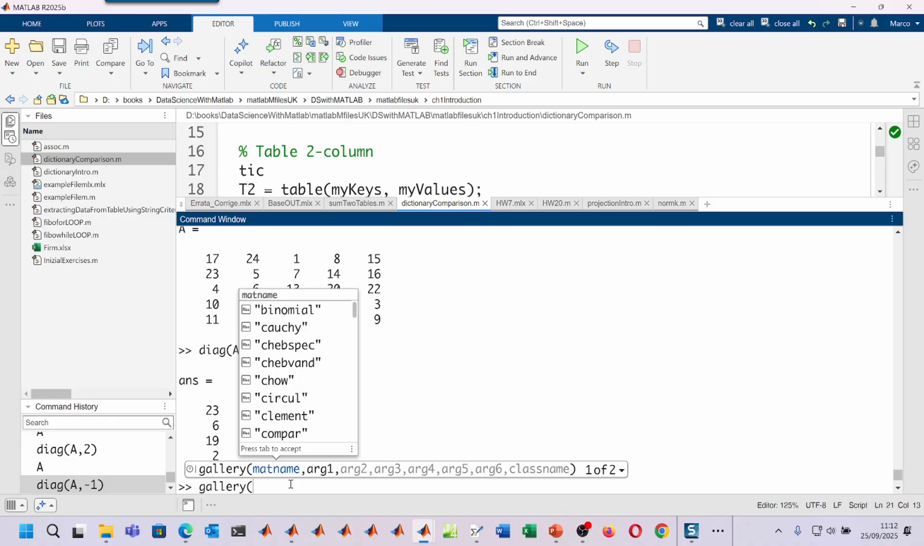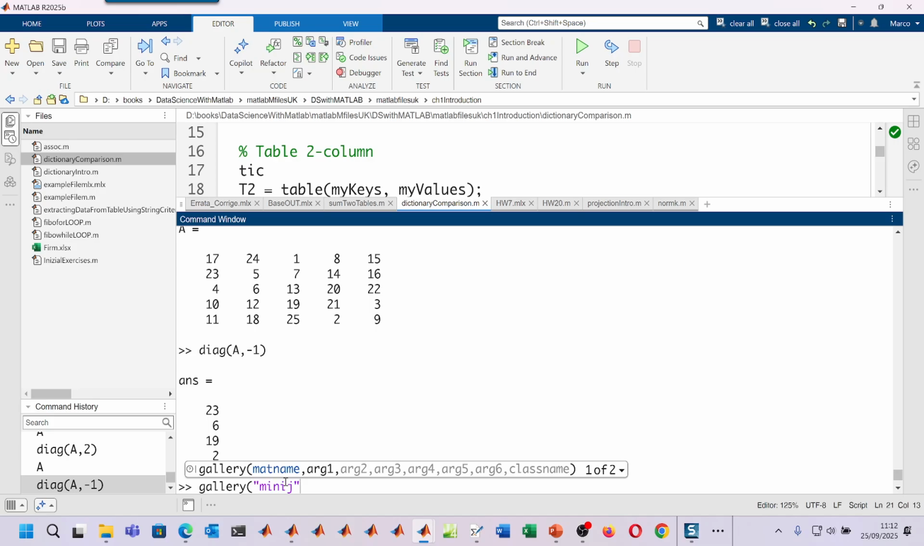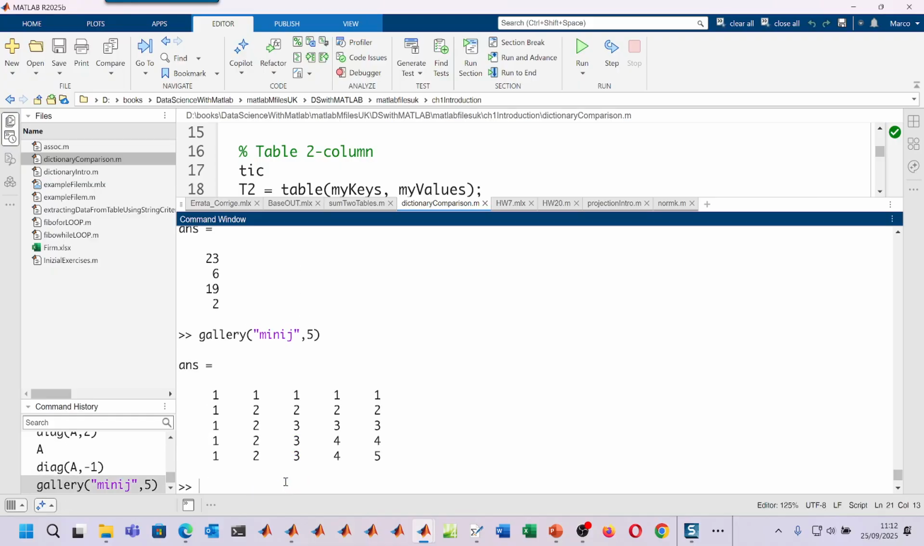Okay, and then gallery, and then you can have tons of matrices that are well known in linear algebra. For example, let us say min ij of size 5. Min ij is a matrix such that the element is the minimum of the ith row and jth column. So if you are in row 3 and column 5, then it writes 3, the minimum of row and column.